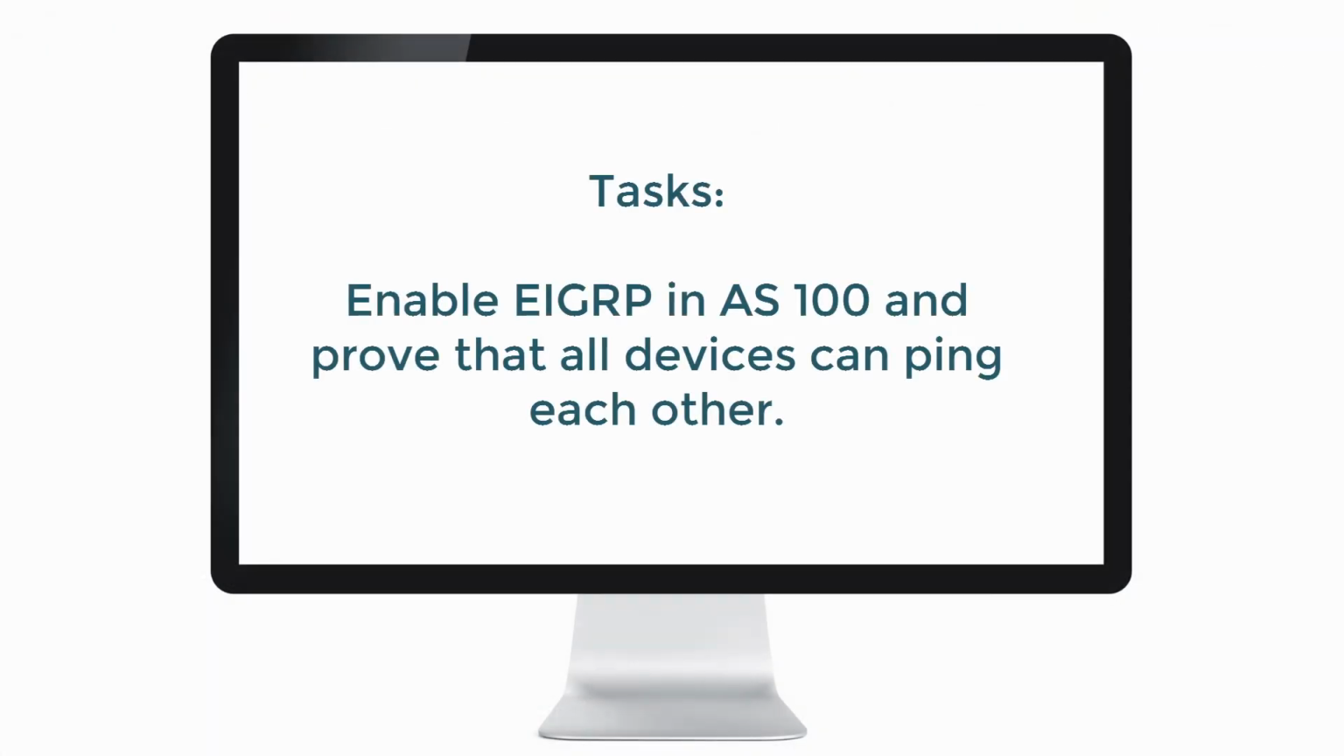So the last step is to enable EIGRP and prove that all routers can ping each other.